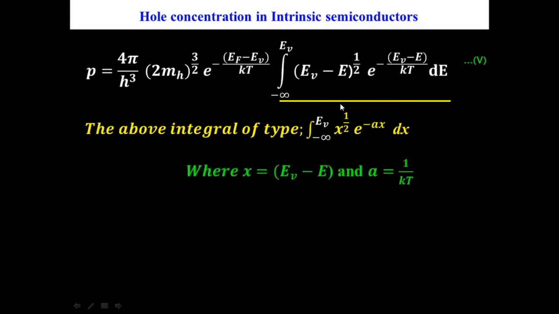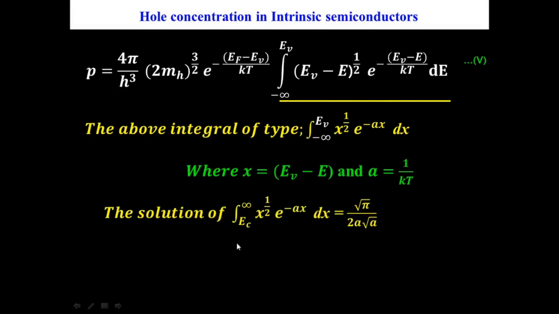Okay, so this integral is of the type where x is equal to E minus Ev, and a is equal to 1 by kT. We know the solution of this integral, this is a standard integral. The integral from Ev to infinity of x to the power half into exponential of minus ax dx has the answer root pi divided by twice a into root a, where a is 1 by kT.